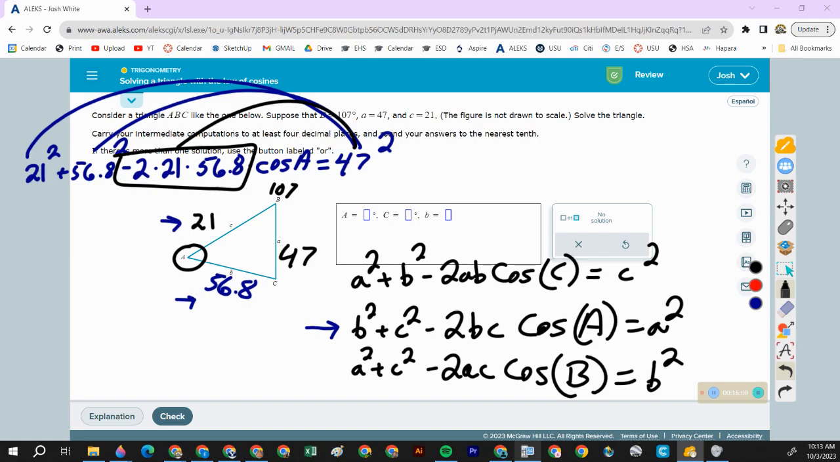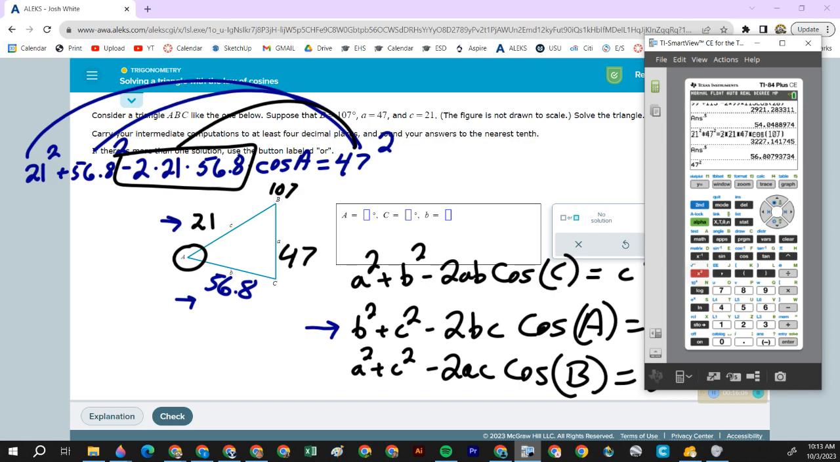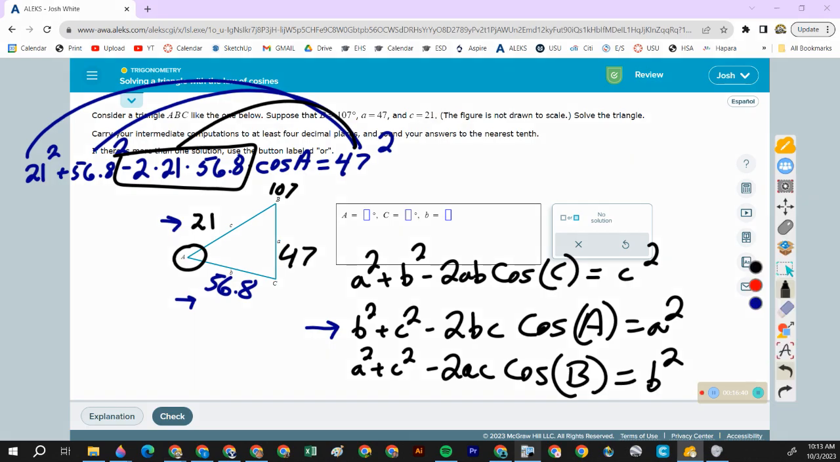This will work. So to show you, 47 squared minus 21 squared minus 56.8 squared, and then we're going to divide that by -2 times 21 times 56.8. And now I invert the cosine, and I get 52.31. Okay? Or I could do this the other way.